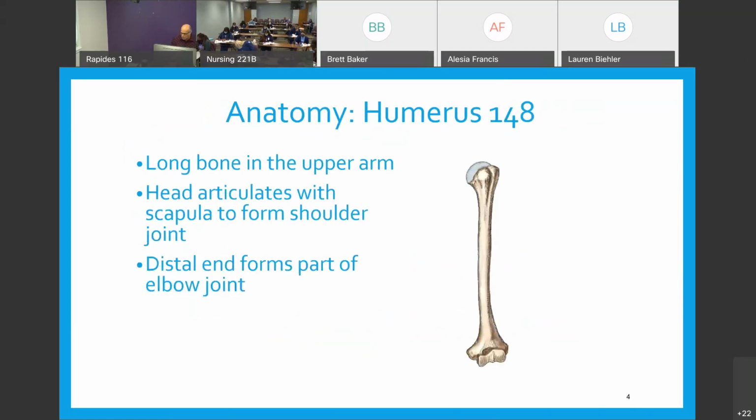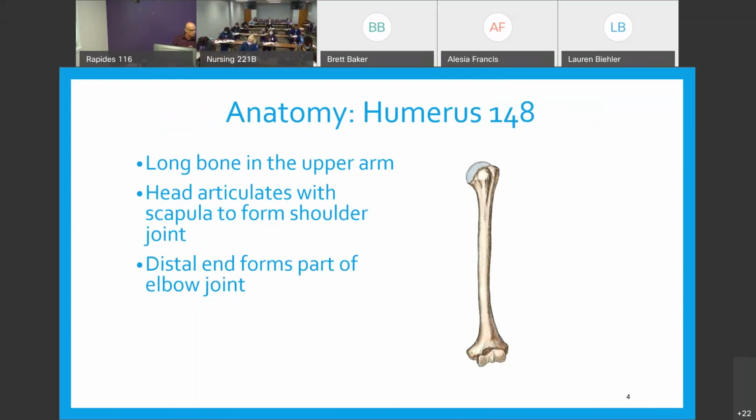All right, now we're back on page 148. I'm not an anatomy person, but we have time. Looking at this, obviously it's a long bone. The head articulates with the scapula to form the shoulder joint. The distal end forms the elbow joint.